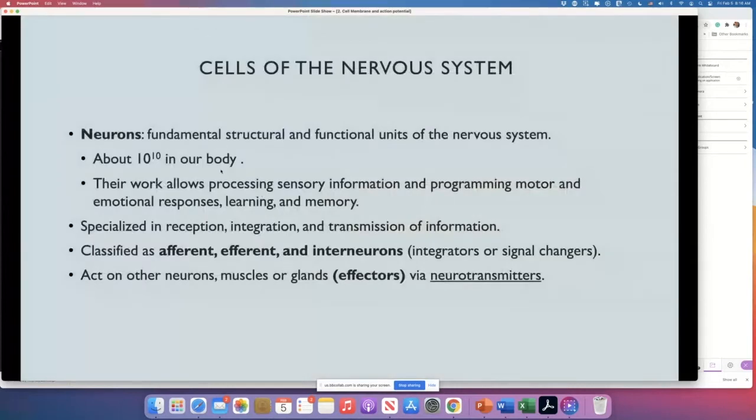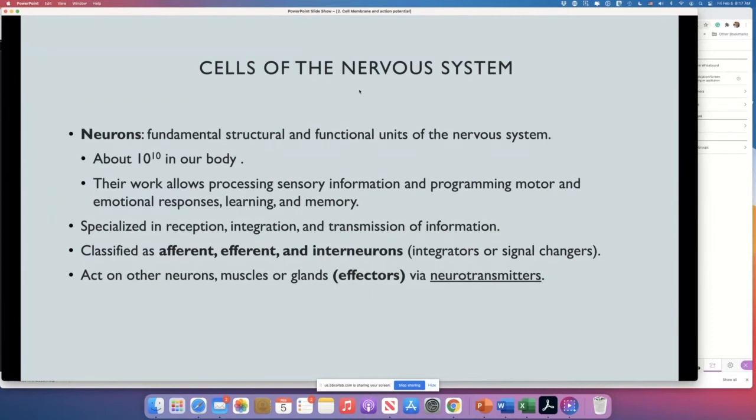So just to remember briefly, the cells of the nervous system are the neurons and the glial cells. We are not going too deep into this because when we study the nervous system itself, we are going to go into more detail. The most important cell of the nervous system is the neuron. It's the functional unit of the nervous system.